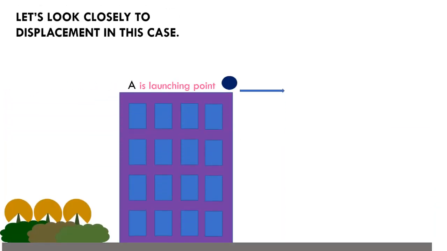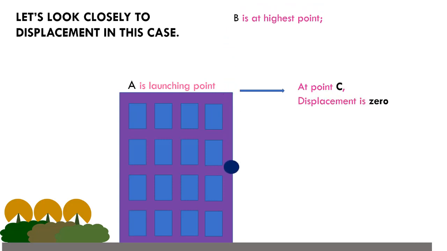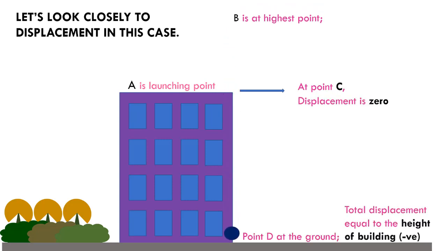As for the displacement, let's look closely at this case. A is the launching point, B is the highest point. At point C, the displacement is 0. Then at point D on the ground, the total displacement equals the height of the building, which is negative.